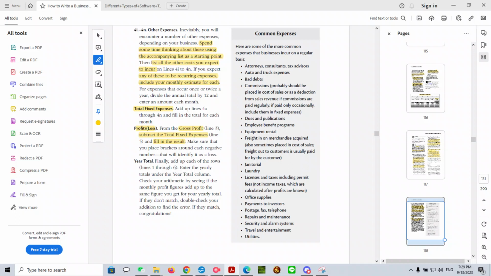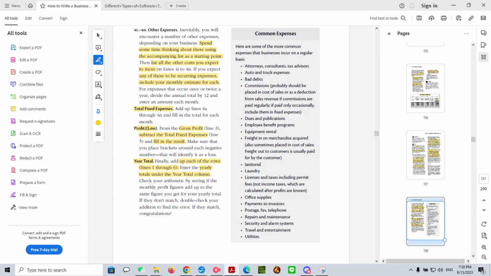And finally, you have your total after you've added all this together. With your total, you add up all of your rows, lines 1 through 6, for example, or whatever the row numbers are, and enter the yearly totals under your total column. That is, you add everything up to get your total. Very simple, right? Simple math, simple logic, right?